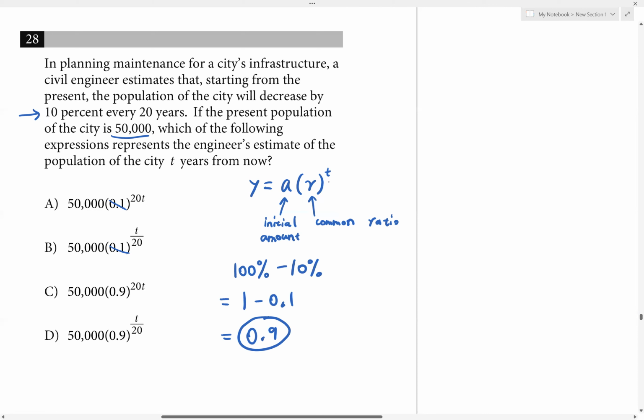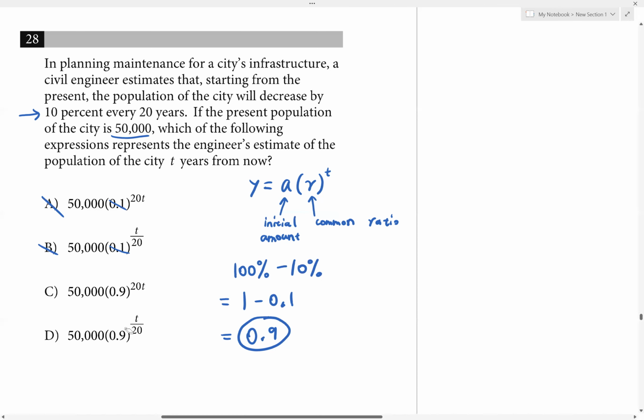So based on that, we can eliminate A or B. As a percent decrease, you subtract from 1. As a percent increase, we add it to 1. And that's the number that goes inside the parentheses. Okay, so out of C or D, which one is the correct answer?